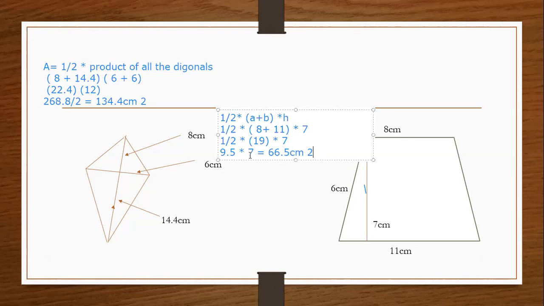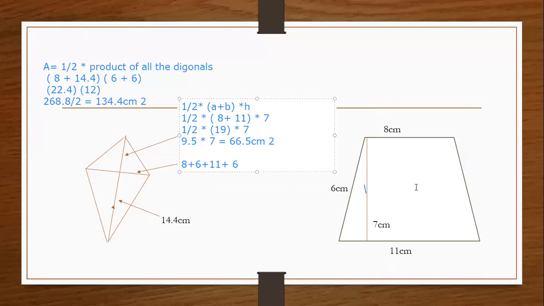Then for the perimeter, we add all the sides. We have 8, we have 6, we have 11, then we have 6. As you can see, this side and this side are equal. That's what makes a trapezium unique. So 6, and this place too is 6. You add them together: your 11, your 8, then you get 31. Beautiful. I'll give you 31 centimeters. So that's it.